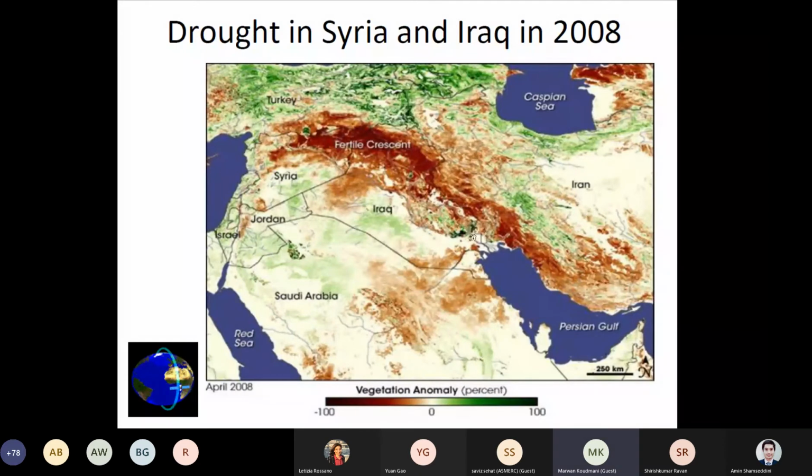We had a drought in Syria and Iraq in 2008. We can see a space image of Syria and Iraq. The brown color indicates a large drought in this area, and many people immigrated from Syria to other stabilized cities.